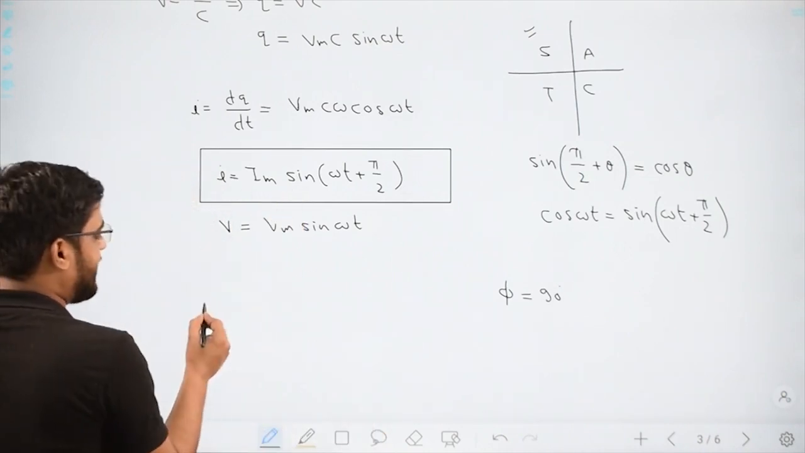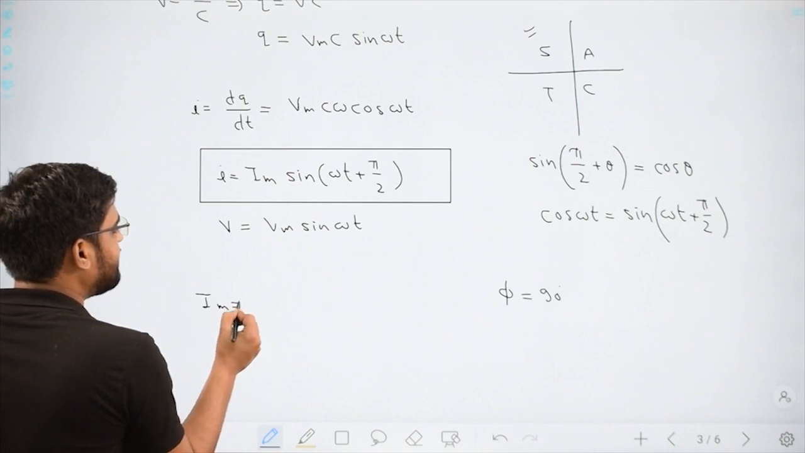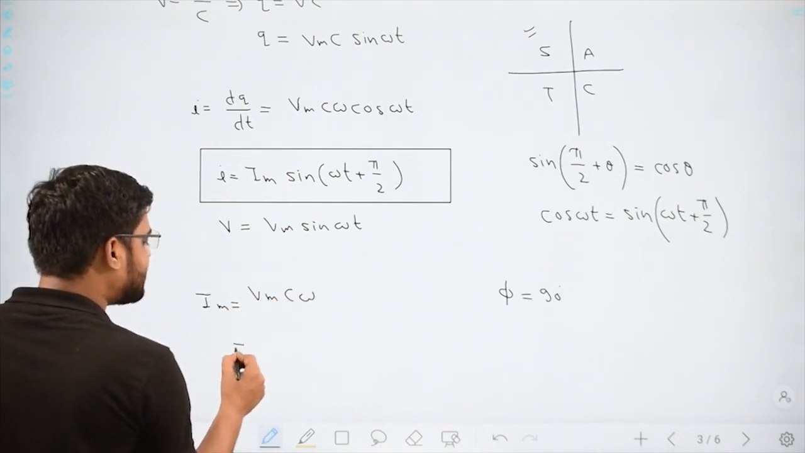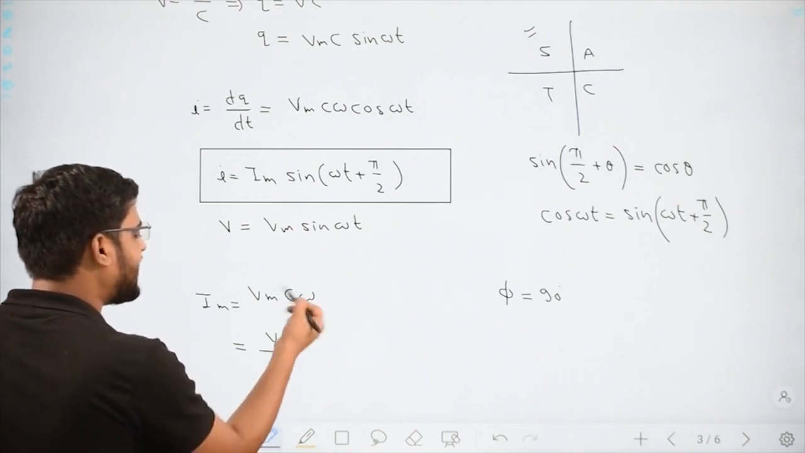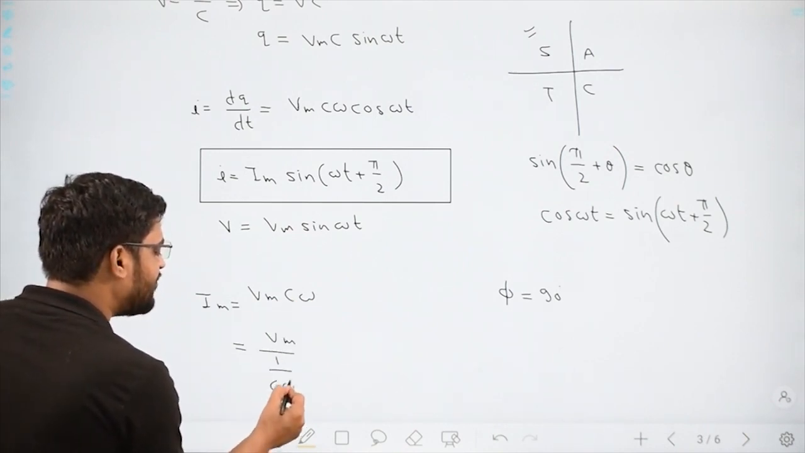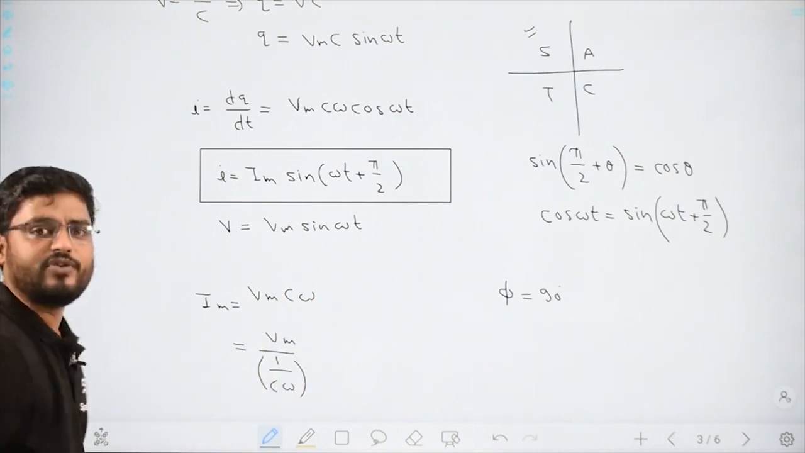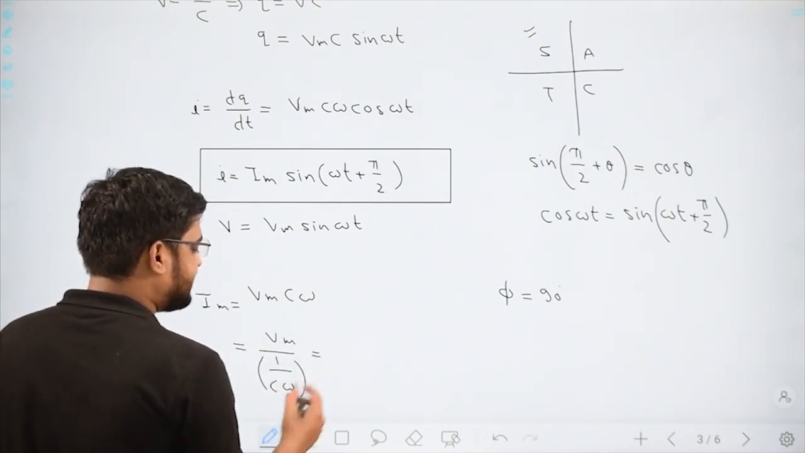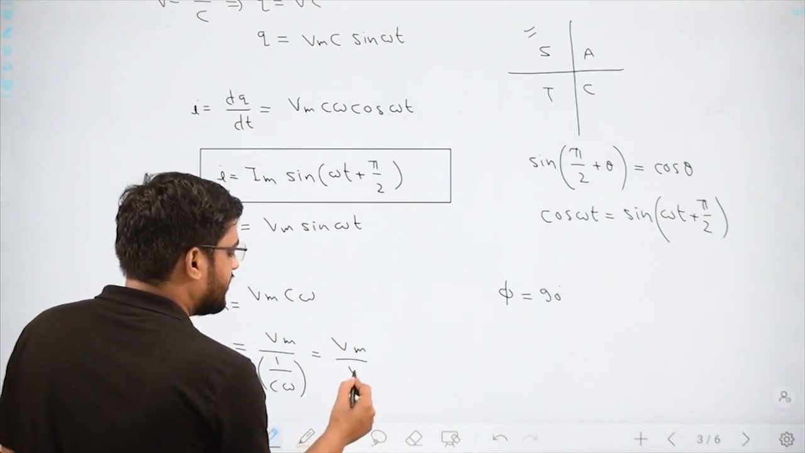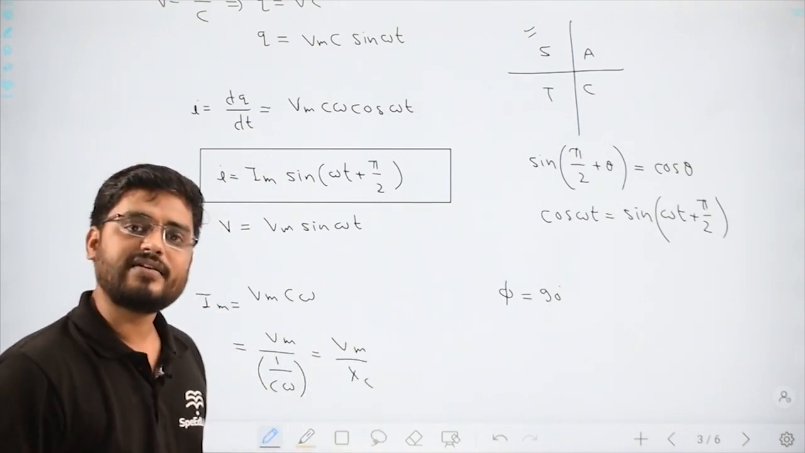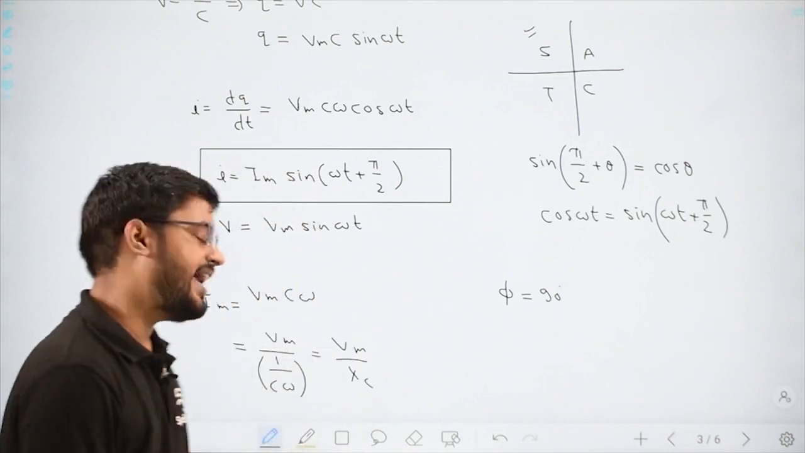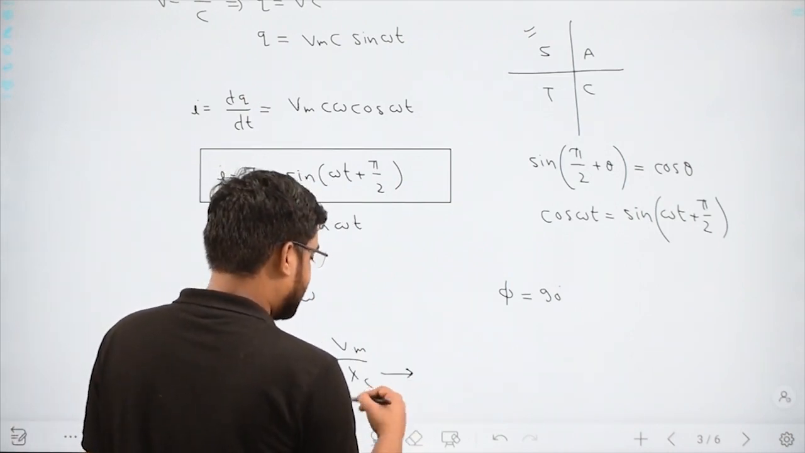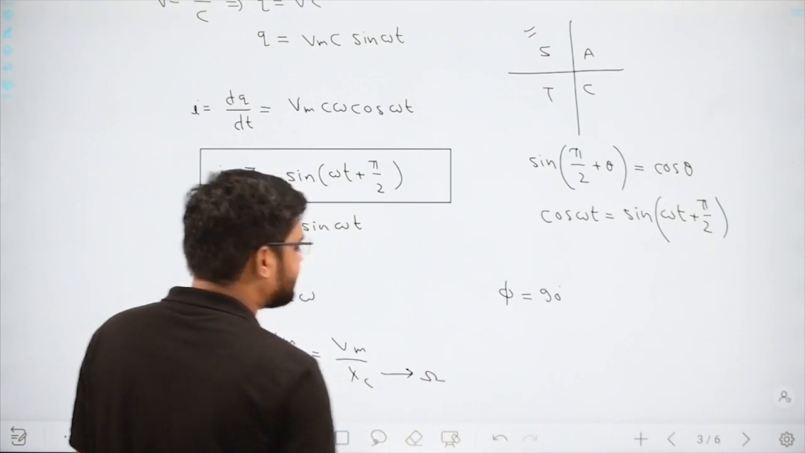Second thing is this Im. Im is nothing but Vm times C omega, but we always write Vm by something. So this thing can be written as 1 by C omega. When this thing goes in the denominator, it can be written like that. And the entire thing I am defining as Xc. So it was Vm by R, Vm by XL. Now it is Vm by Xc. What is my Xc? Xc is called capacitive reactance, and its SI unit is ohm.